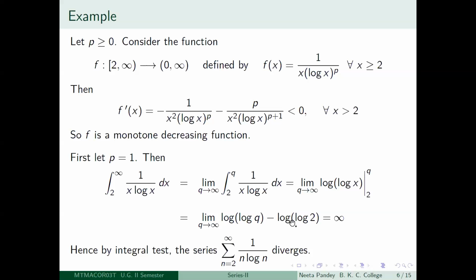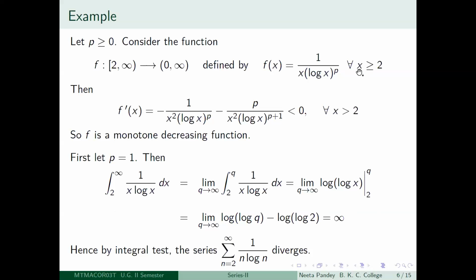And this is just a positive, and this is just a scalar. So the total effect would be that this is going to infinity. Hence, your integral test is telling you that for p equal to 1 at least, the series summation n equal to 2 to infinity 1 by n log n is divergent to infinity, right? What happens when p is not equal to 1?